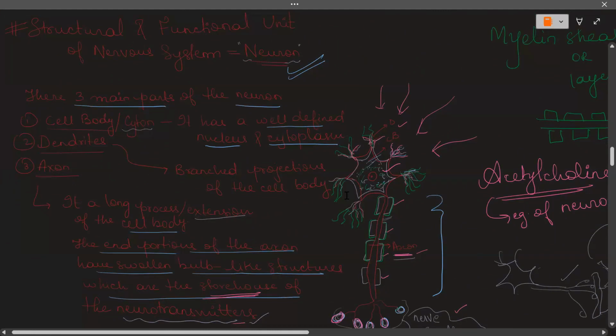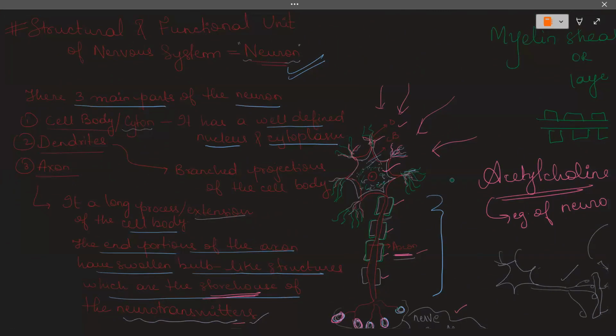Now you can note this down and also draw the diagram with proper labeling. Many times in the exam, they ask you to draw a well-labeled diagram of a neuron, so you should have practice of that. So draw the neuron diagram also, and then write down till here.